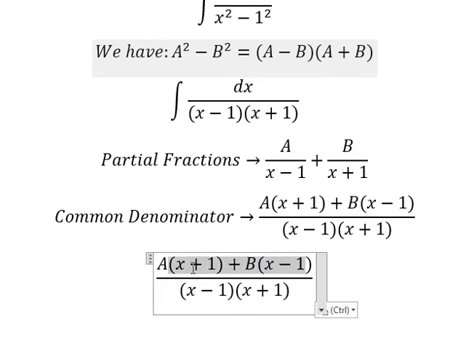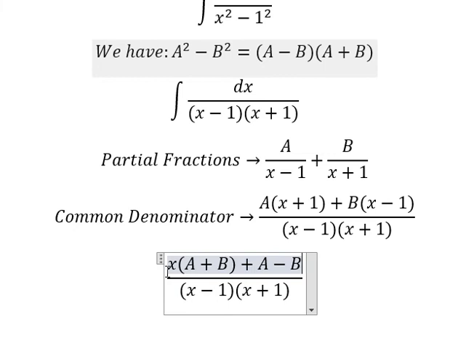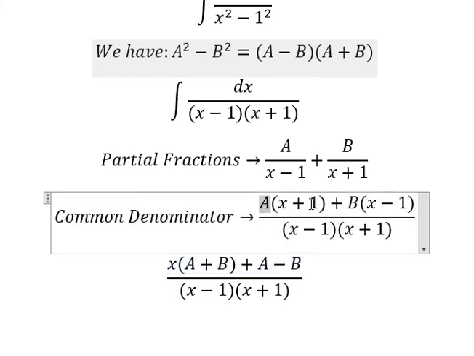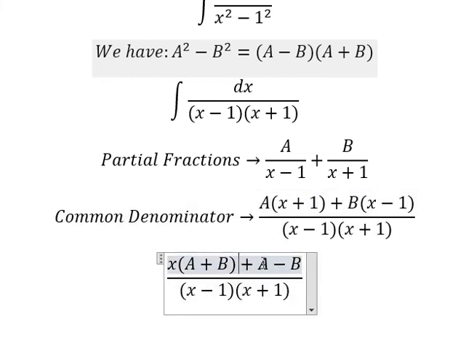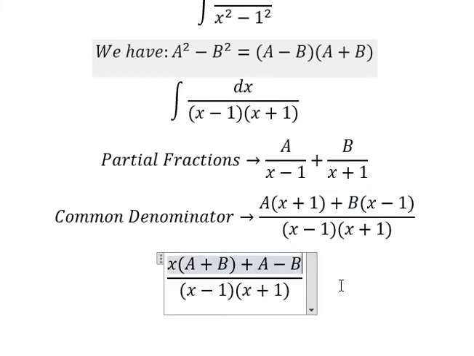Now we need to arrange based on the term of s. About s, we have a plus b. About the number, we have a minus b. Because a multiplied by number 1, we have positive a. B multiplied by negative number 1, we have negative b.